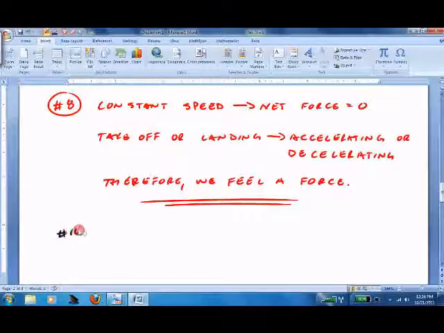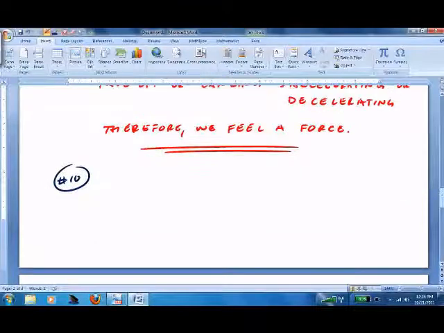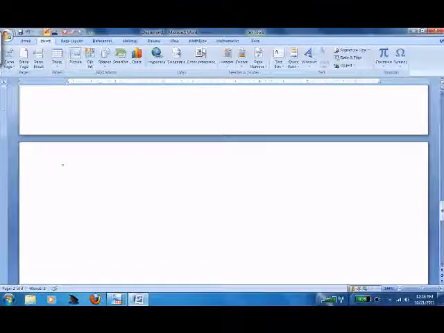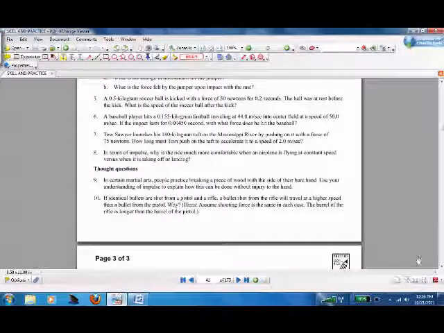Number 10. And we'll move it to the next page. If identical bullets are shot from a pistol and a rifle, a bullet shot from a rifle will travel at a higher speed than a bullet from the pistol. Why? Hint, assume shooting force is the same in each case. The barrel is longer in a rifle than the barrel of a pistol.